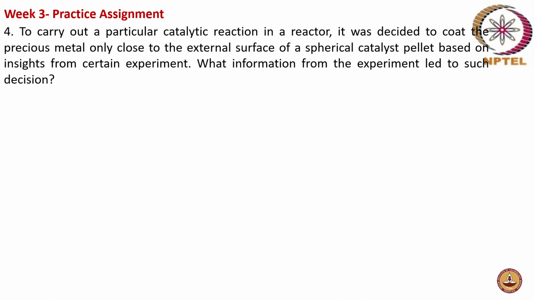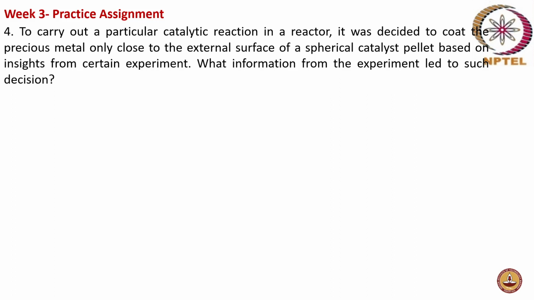So what information from the experiment made them decide to coat the precious metal, for example platinum, only closer to the external surface of the catalyst pellet? Can we see what experiment made them get such information?